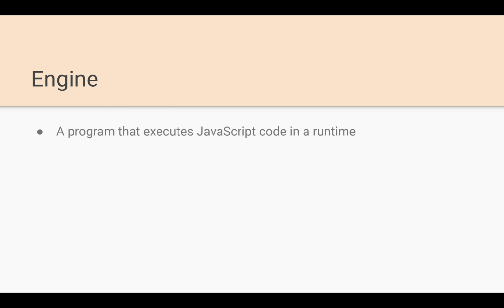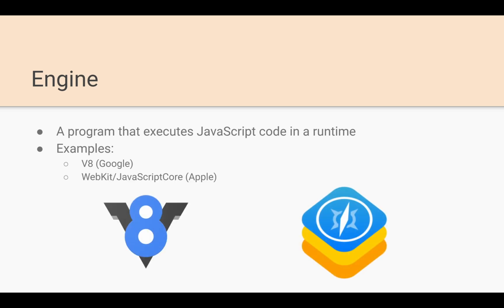Basically, it's just a program that takes in valid JavaScript code and executes it inside of a runtime like Node.js. Google has V8, which is used in Google Chrome to run JavaScript and other Chrome-based browsers. Apple has JavaScript Core for Safari. Historically, the latter has been significantly faster and more efficient than V8, and the benchmarks speak for themselves, really.